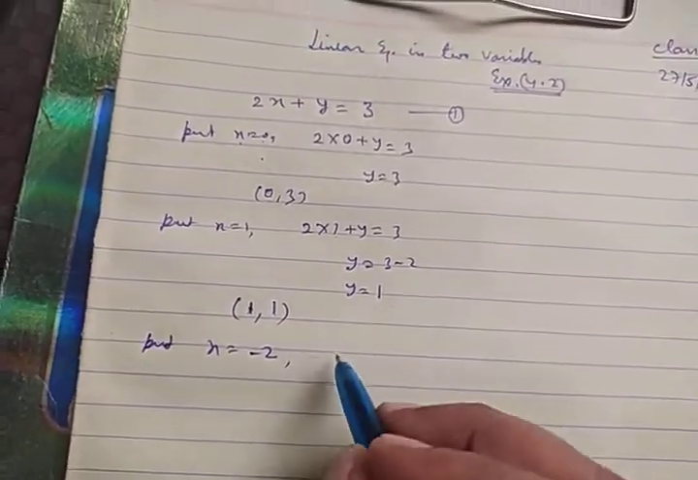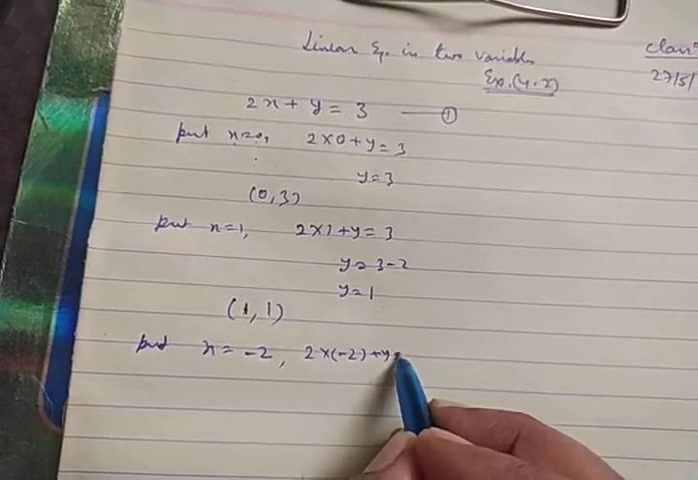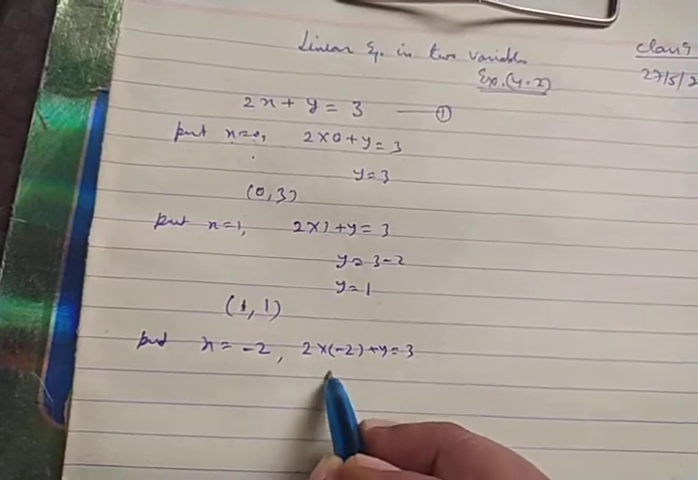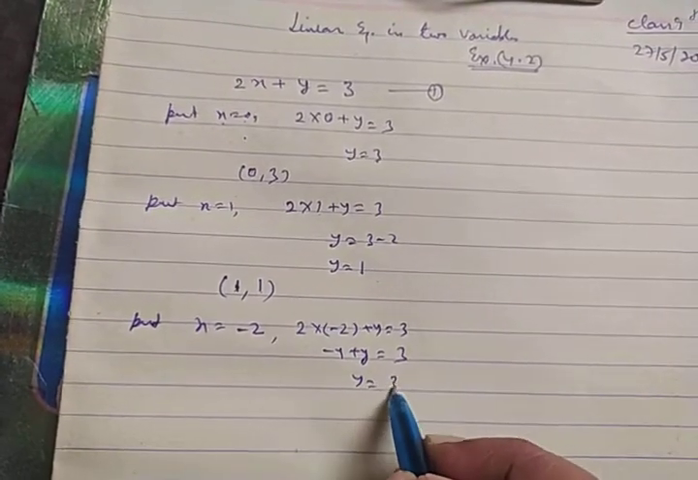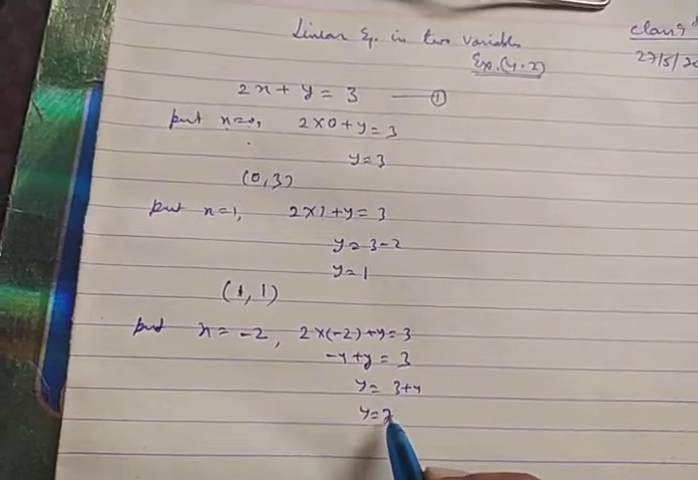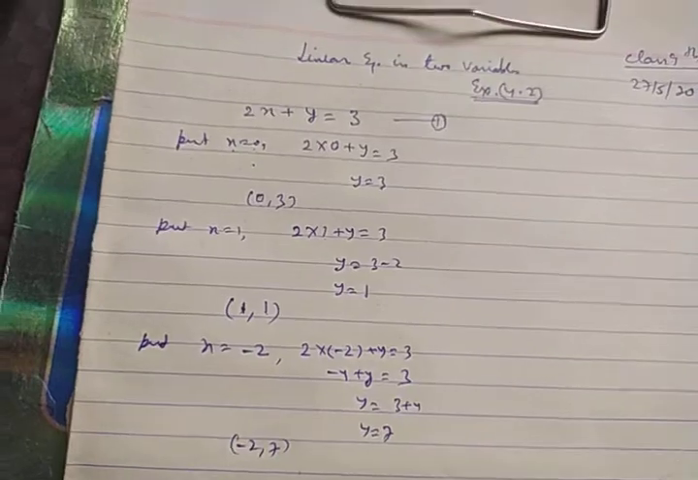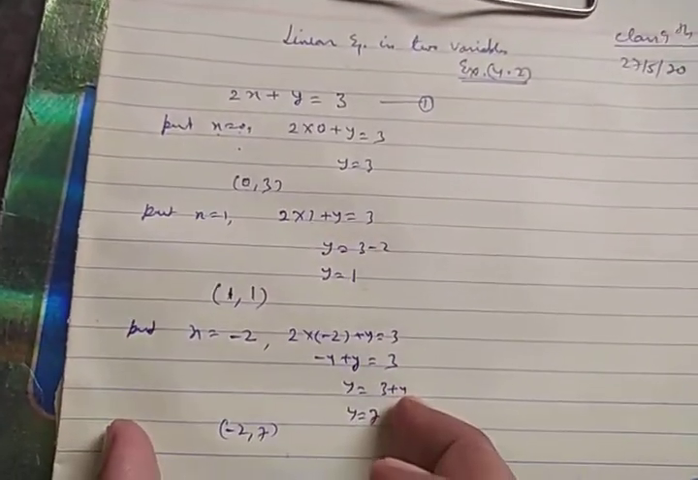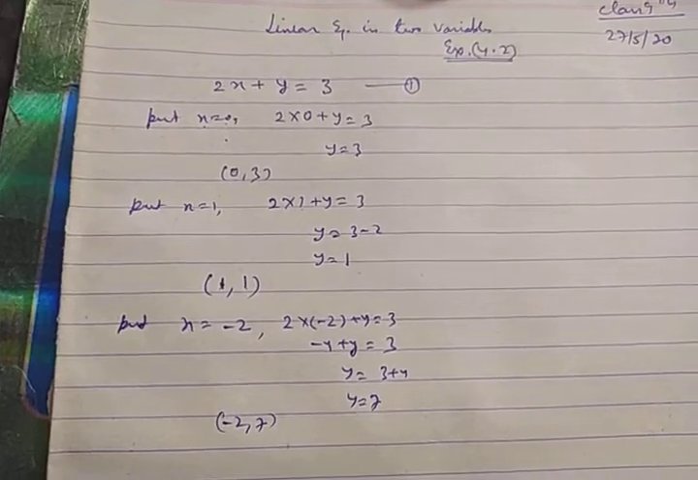When you put minus 2, this will be 2 into minus 2 plus y is equal to 3. Minus 4 this will be, then y is equal to 3 plus 4, y is equal to 7. Then your point is coming minus 2 comma 7. These are the solutions. Various solutions can be obtained for a linear equation.